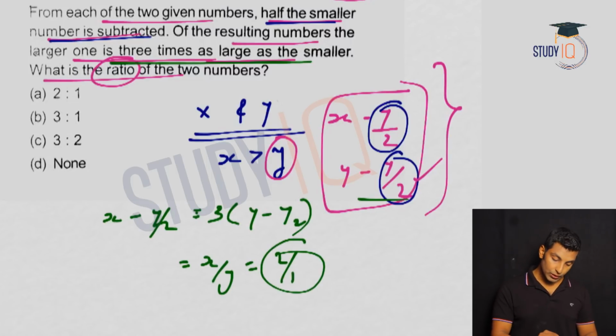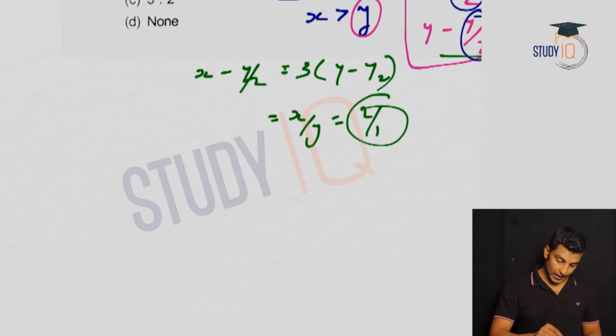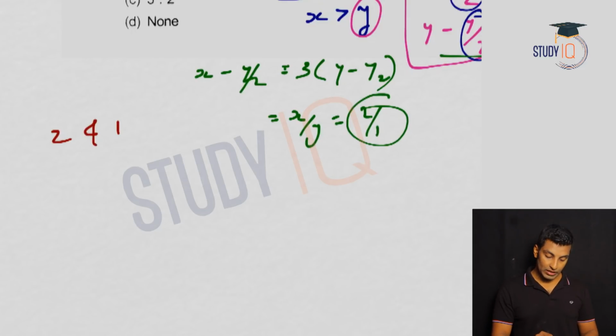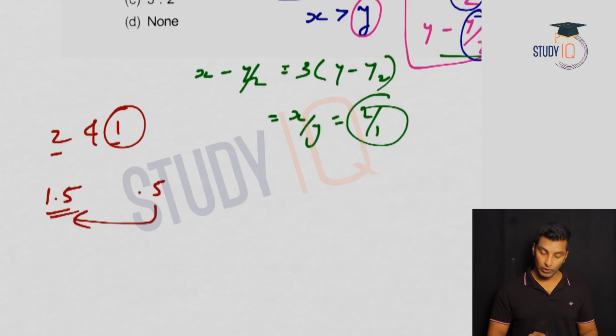So what is the ratio? 2 is to 1. Now if you want to check, you can take two numbers, 2 and 1. Obviously 2 is greater than 1. So from the two numbers you subtract half of the smaller. Here you will get 1.5 and here you will get 0.5. Now the larger number is 3 times the smaller number, that's what is given.